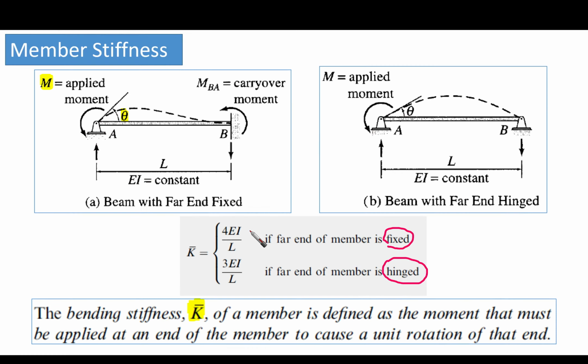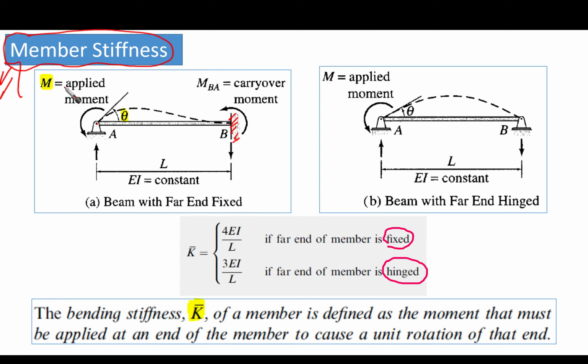Okay, now let's go to another important definition. We call this the member stiffness. In member stiffness, let's have this example so that we understand the definition. Let's assume that we have a beam that is fixed at one end and hinged at the other end. And let's assume that we are going to apply a moment at this end, which is the hinged end.